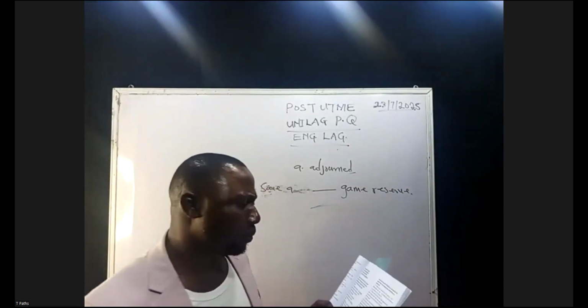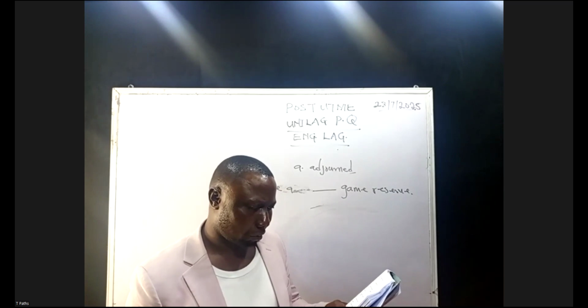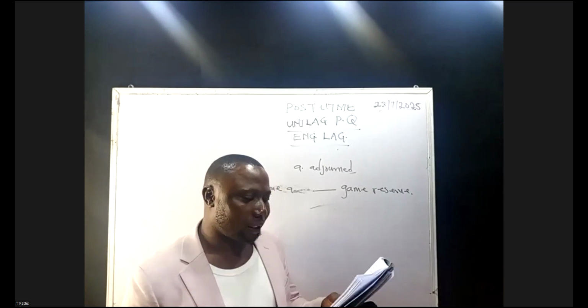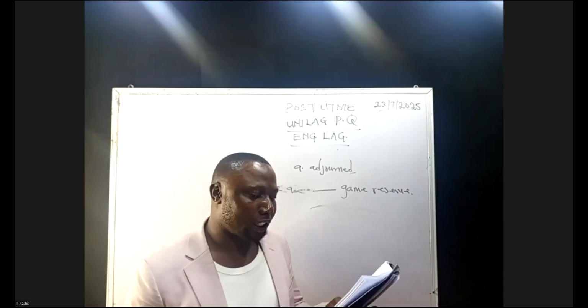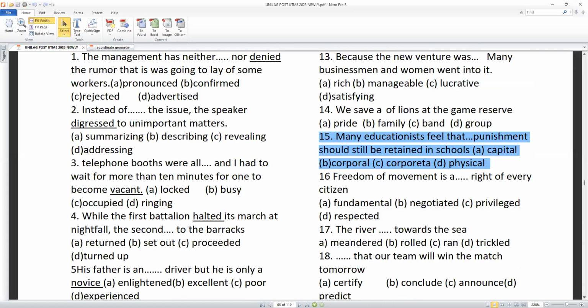All right. So let's move to the next question. Many educationists feel that dash punishment should still be retained in school. A. Capital punishment. B. Corporal punishment. C. Okay, they don't put punishment there, it should just be punishment. D. Physical punishment. So what is the answer? Corporal punishment.